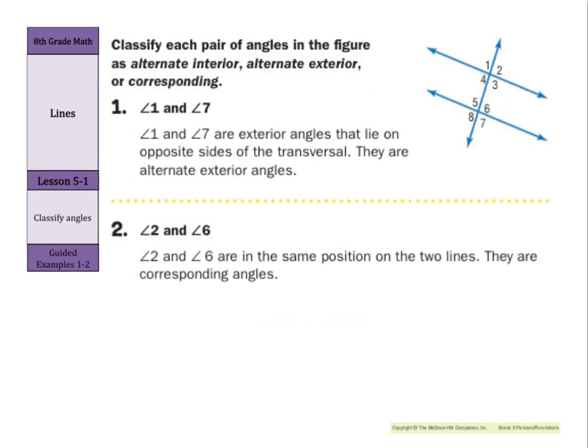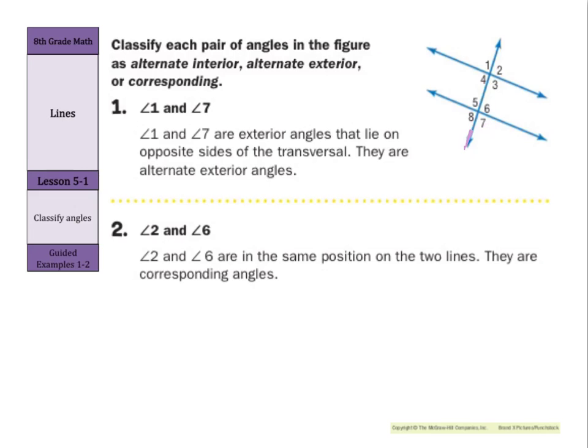Now, in our examples here, classify each pair of angles in the figure as alternate interior, alternate exterior, or corresponding. 1 and 7, well, they're exterior angles. And here is the transversal, the line that cuts the two. Here's what I would look for. Are they on the inside or the outside? Well, they're on the outside of the parallel lines. One's kind of on the left side, one's on the right side, which makes them opposite sides of that transversal. So they're alternate exterior angles.